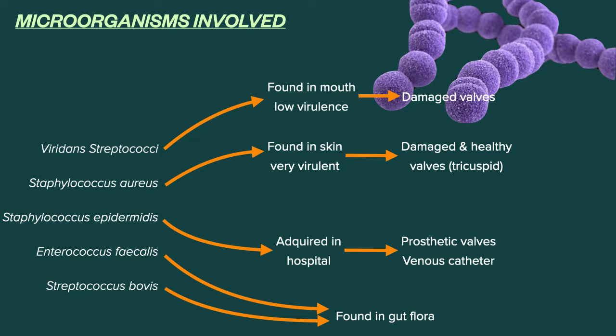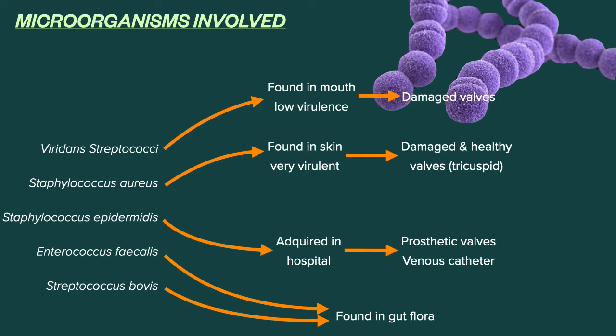Its virulence is low, it's found in the mouth, and it usually attacks valves that have had some previous damage that resulted in small vegetations that didn't destroy the valve. Then Staphylococcus aureus, on the other hand, is a highly virulent bacteria that can be found on the skin. This guy can infect both damaged and healthy valves, and particularly the tricuspid valve. So S. aureus causes large vegetations that can destroy the valve. This bacteria is most commonly contracted from intravenous drug use.